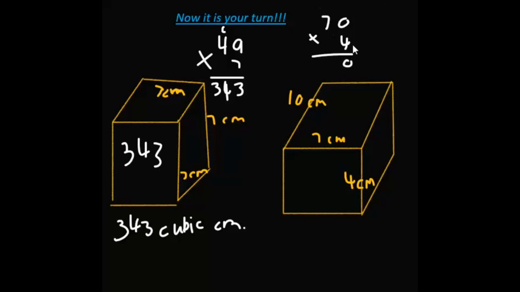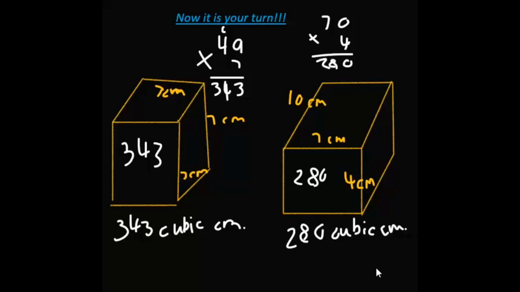let's see, so 0 times 4 is 0. 4 times 7 is 28. 7, 14, 21, 28. 280. So let's write down 280 and let's put it as our final answer. 280 cubic cm.